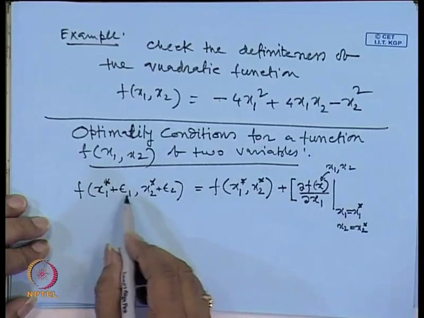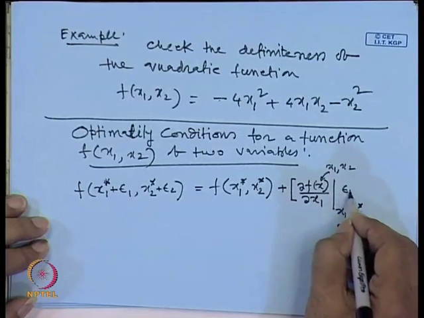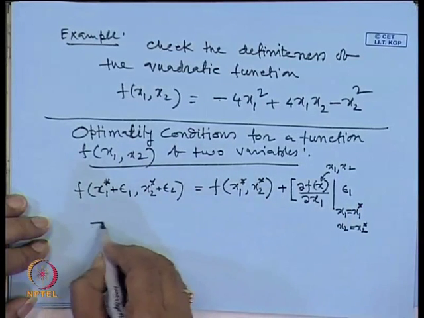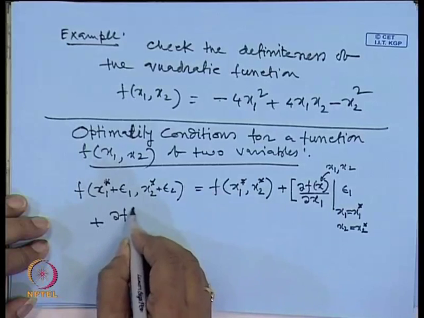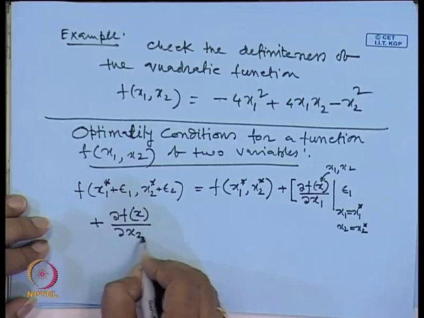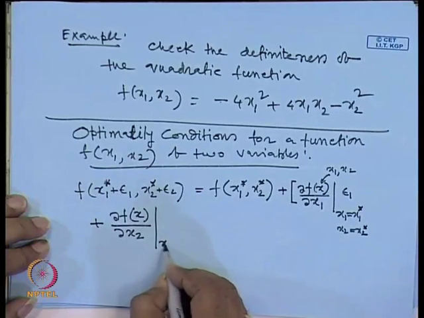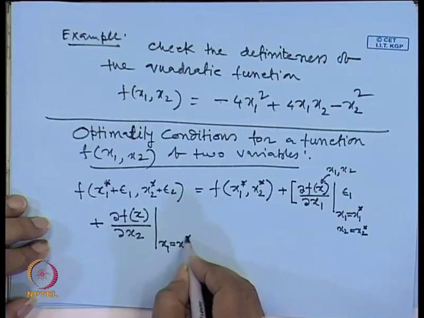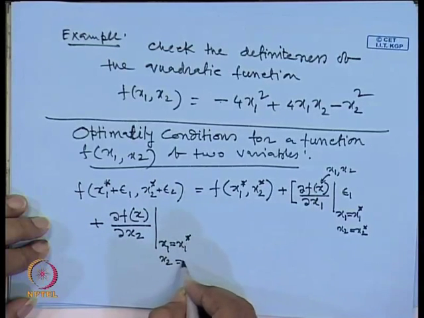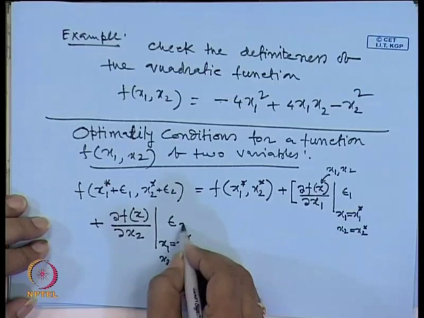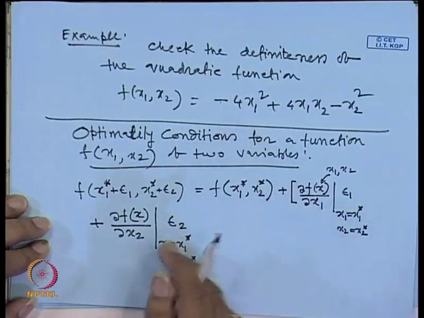And what is this incremental? Is epsilon 1, agree? Plus another function is del f, just the Taylor series expansion, now we did it, we are doing it now. This at x 1 is equal to x 1 star, x 2 is equal to x 2 star, multiplied by the incremental delta epsilon 2. This is the first order approximation.